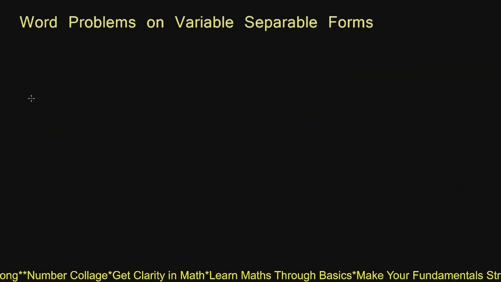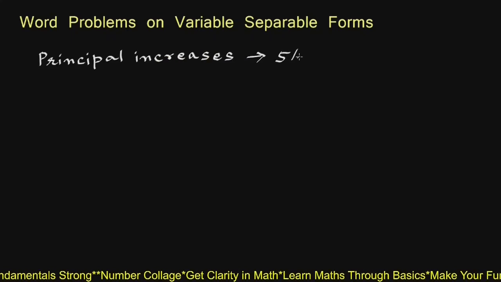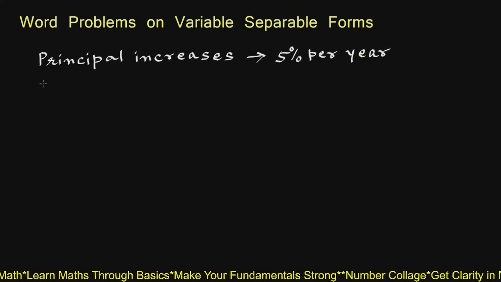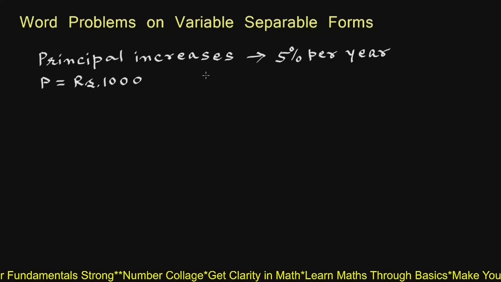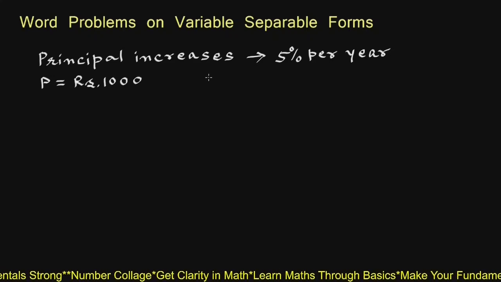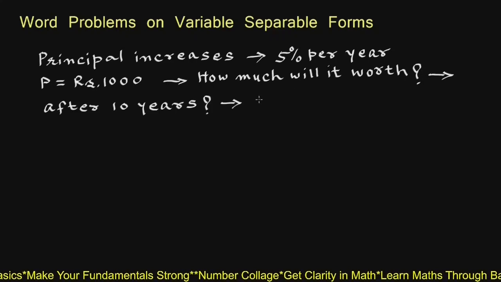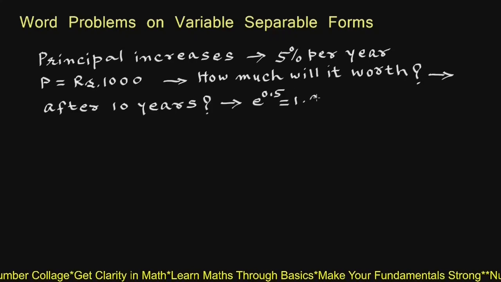In a bank, principal increases continuously at the rate 5% per year. An amount of rupees 1000, that is principal rupees 1000, is deposited with this bank. How much will it be worth after 10 years? It is given that e to the power 0.5 is 1.648.